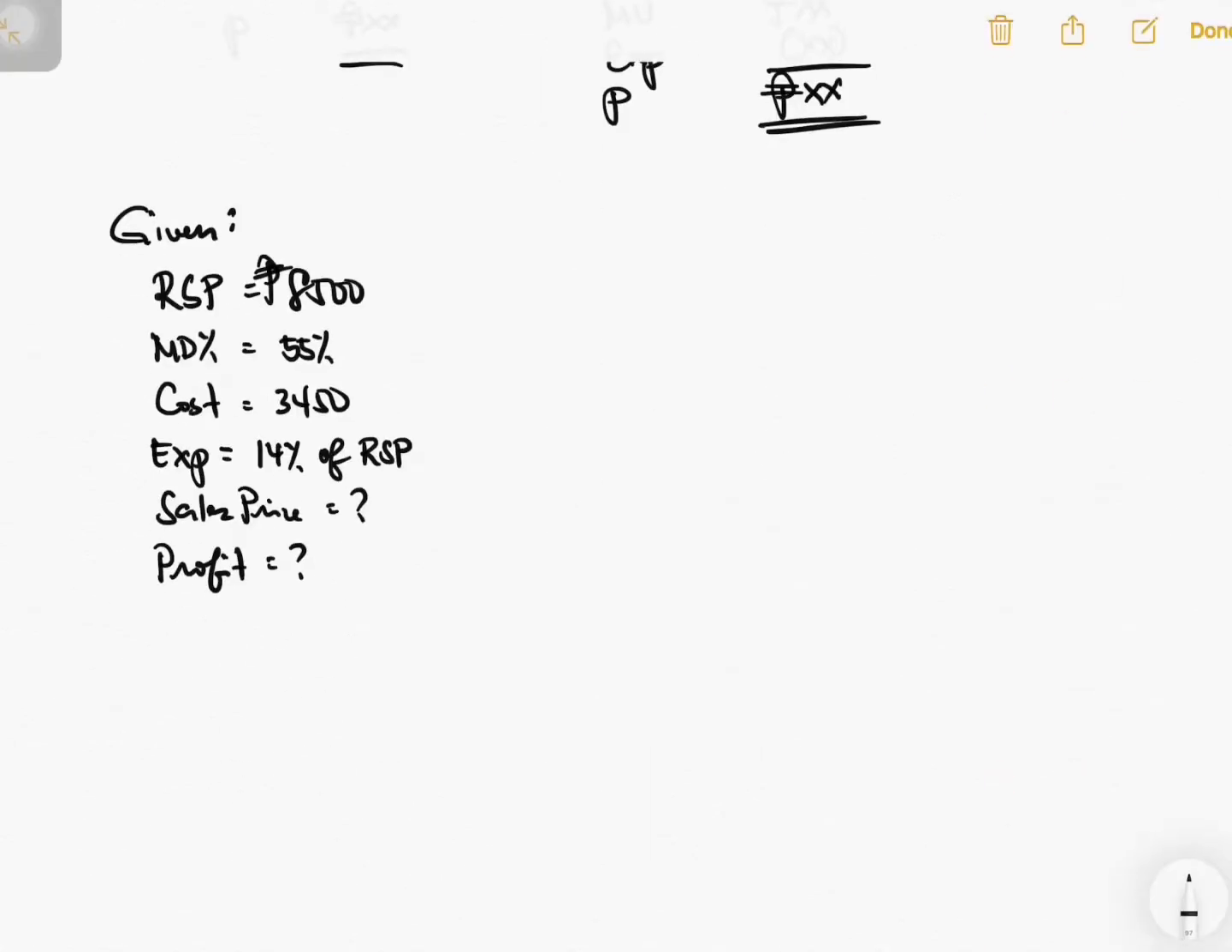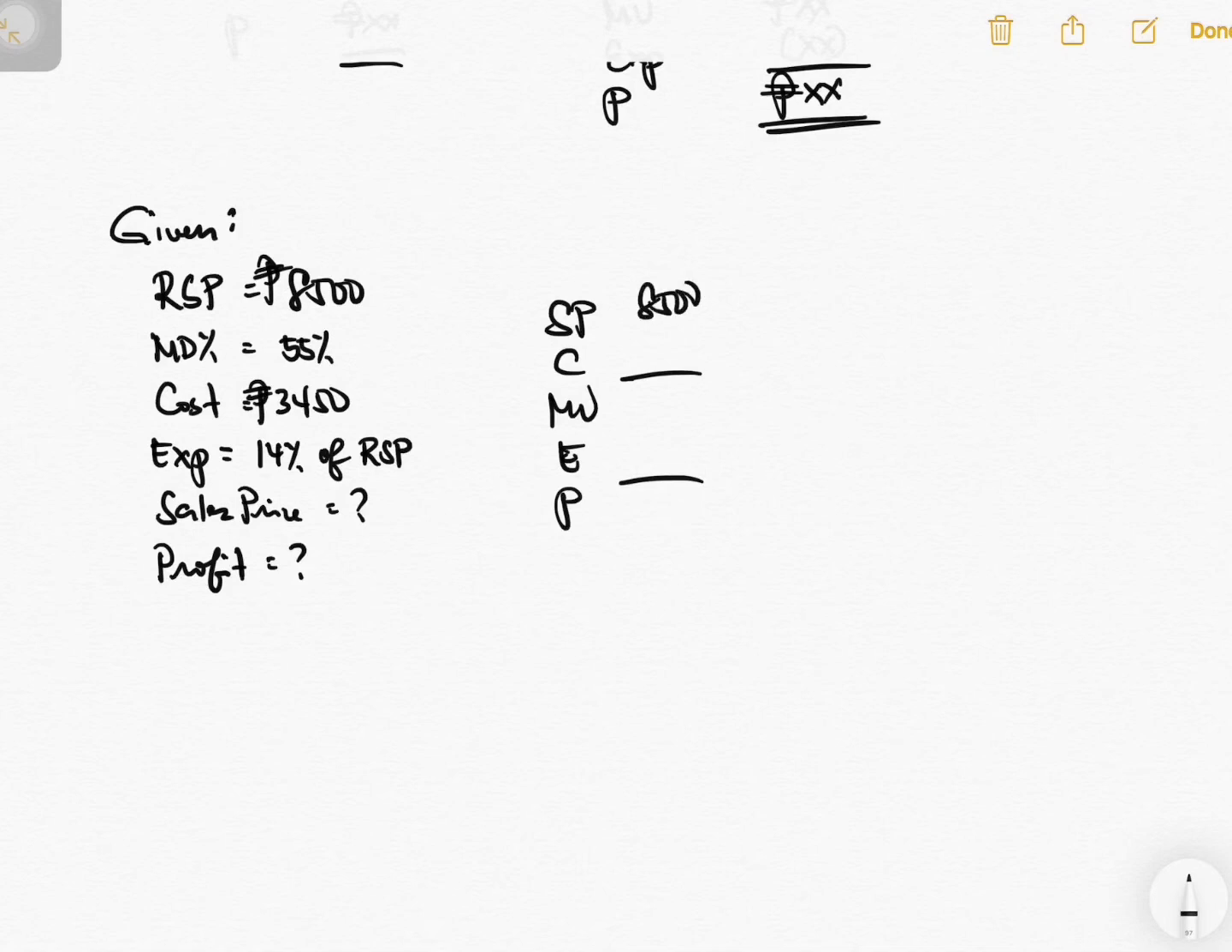Okay, so this is the given regular selling price of 8,500 pesos. Markdown percentage is 55%, and normally the basis of this one is the regular selling price. Cost is 3,450 pesos. Expense 14% of regular selling price, and you are tasked to compute the sales price, which is the amount after the markdown and then the profit. Let's set the formula first. Selling price minus cost, markup. Then we have the expense, so we write expense. Regular selling price is 8.5.